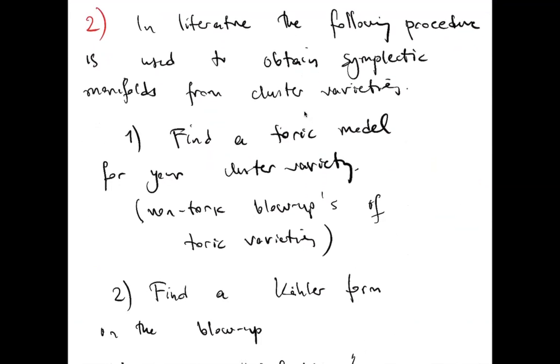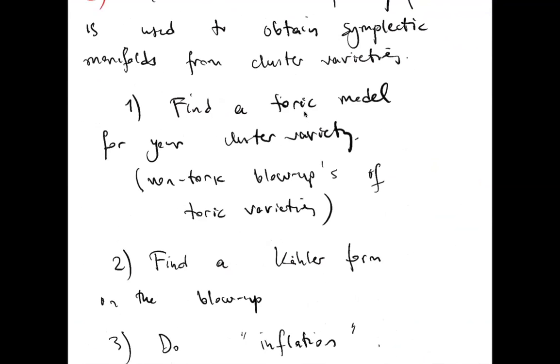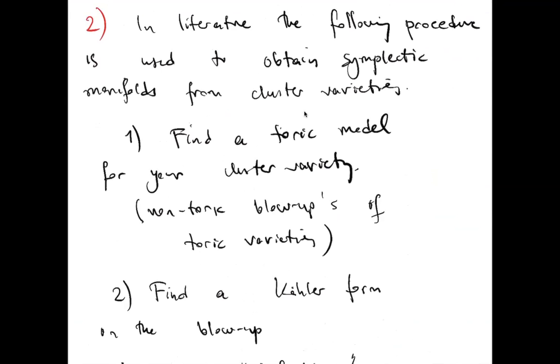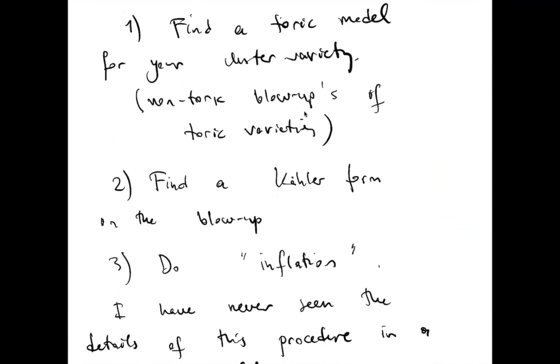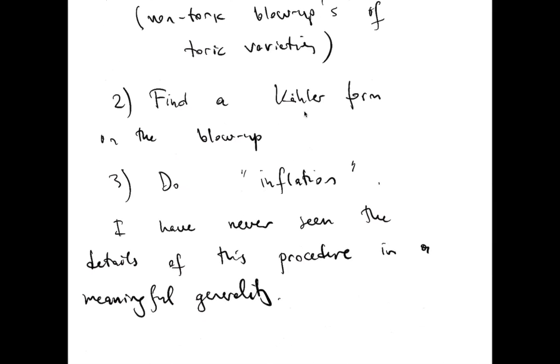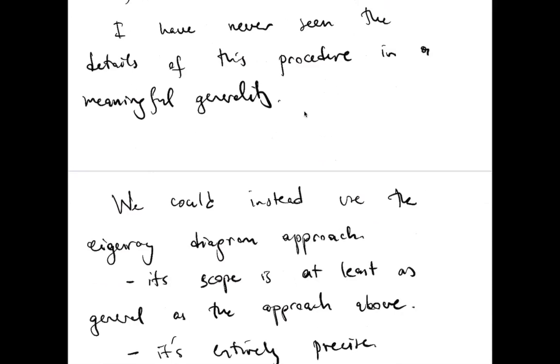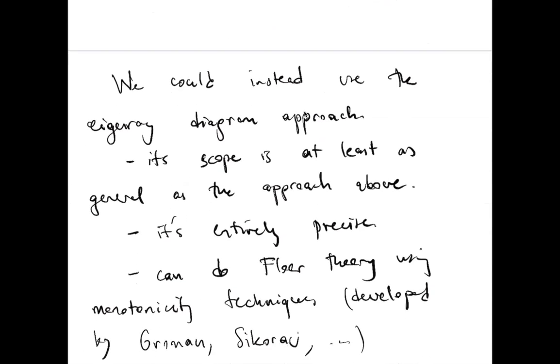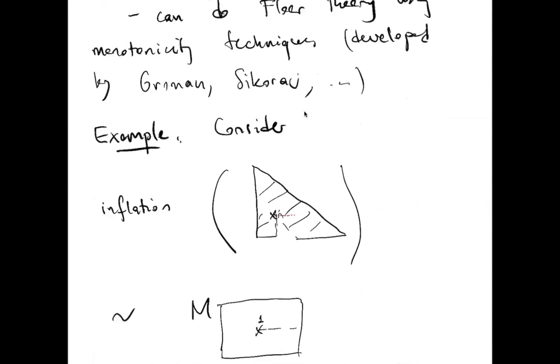Okay, so maybe I'll skip this portion. The way people generally equip this manifold UR that I talked about with a symplectic structure is by finding a toric model for them, and on that toric model, they find a Kähler form. The toric model involves some blowups. So in the end, you're supposed to do this mysterious inflation procedure that I've never seen written anywhere. If you want, you can think of this construction of a symplectic structure as a replacement for that. So maybe I'll show you just one picture.